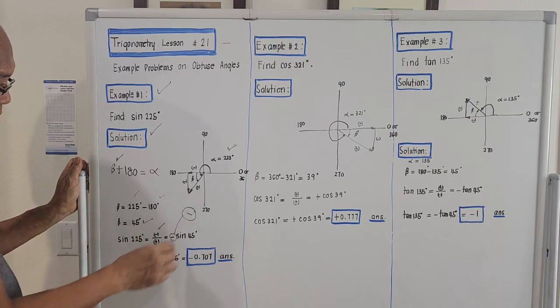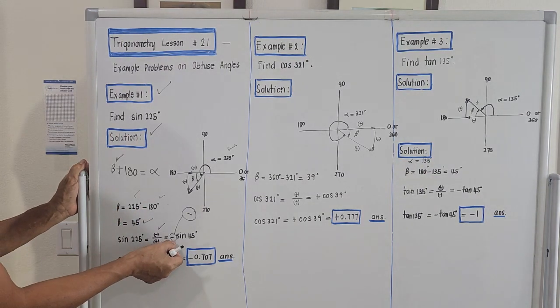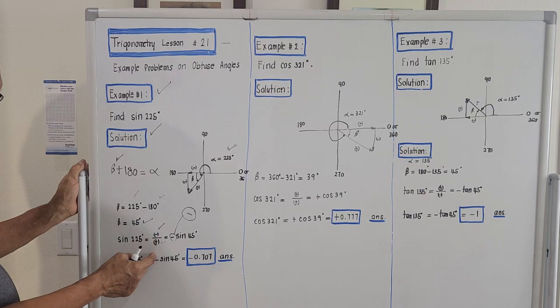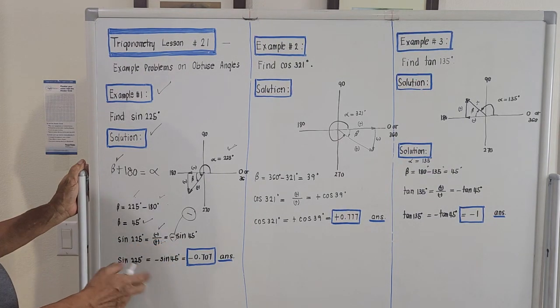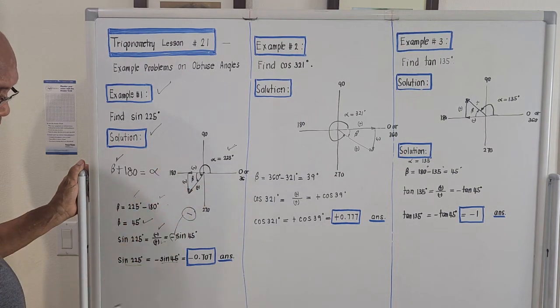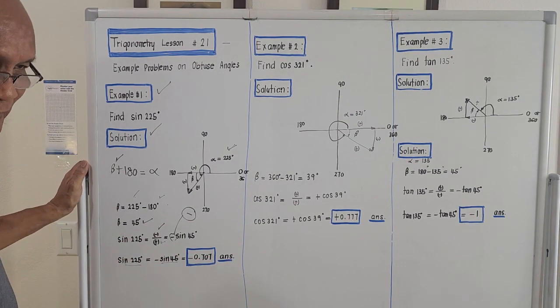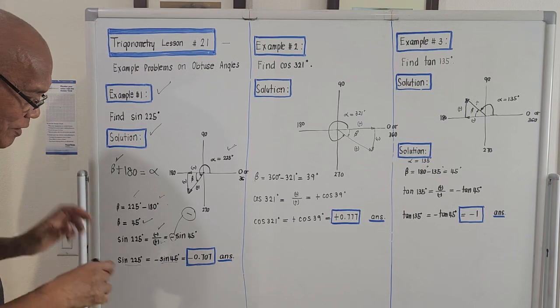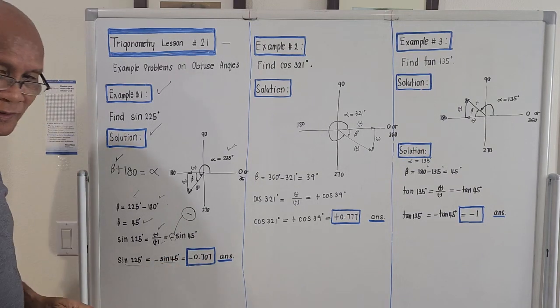Meaning to say, the sine of 225 degrees should have a negative sign, since we take the ratio minus over plus. So sine of 225 is the negative sine of its reference angle, 45 degrees. The sine of 45 degrees is 0.707, but according to our sign it should be negative. So the value of sine of 225 degrees will be negative 0.707.